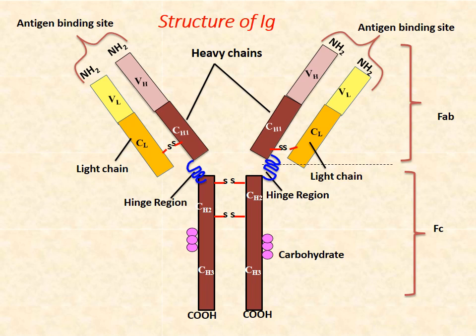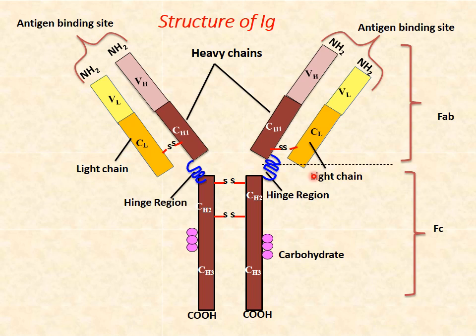Now let us see the structure of immunoglobulin. So we can see from this picture that immunoglobulin is a Y-shaped structure. It is composed of 2 types of chain, that is light chain and heavy chain. So it has 2 heavy chains and 2 light chains. So it is a tetramer, but it is a heterodimer, just like hemoglobin.